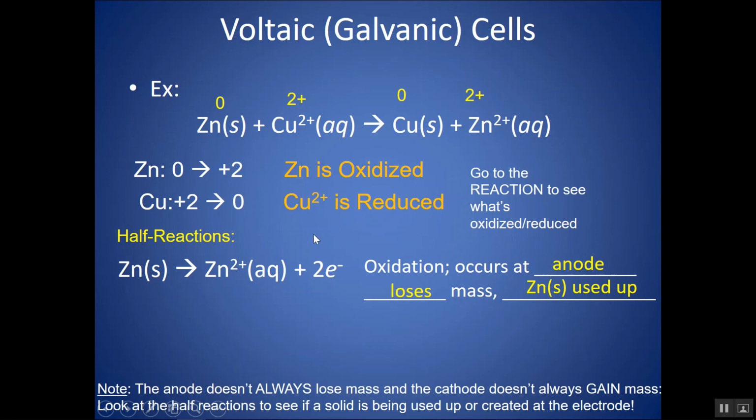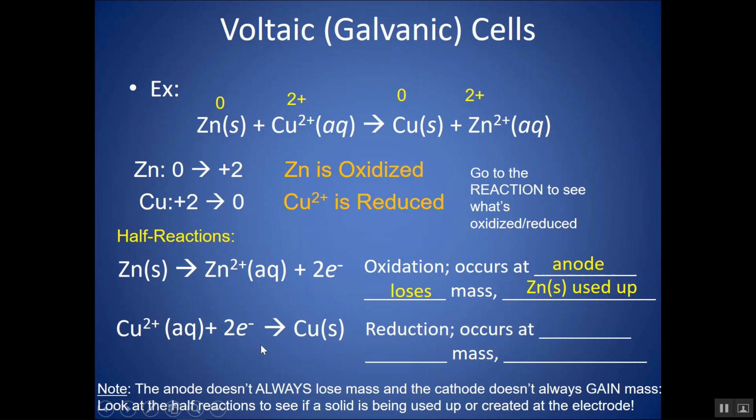Okay, and if I write my reduction half reaction going from Cu2+ to Cu, if you're having trouble writing half reactions, go to my video about writing half reactions. I would need 2 electrons on the left so that the charge is conserved, and it makes sense. Reduction, I should be gaining electrons. In this case, I need 2 of them. And this would be happening at the cathode. Reduction is happening at the cathode, red cat.